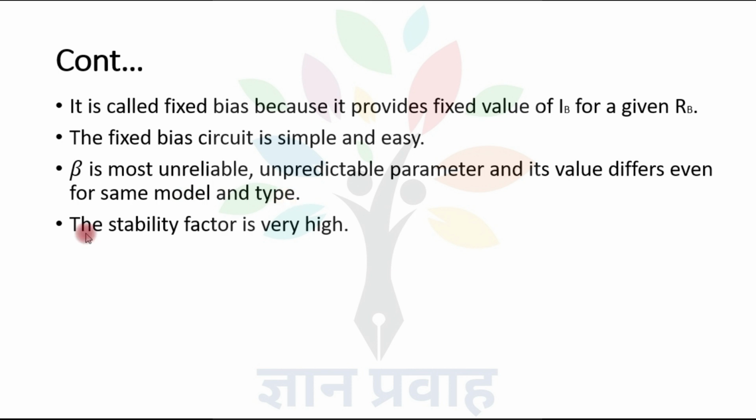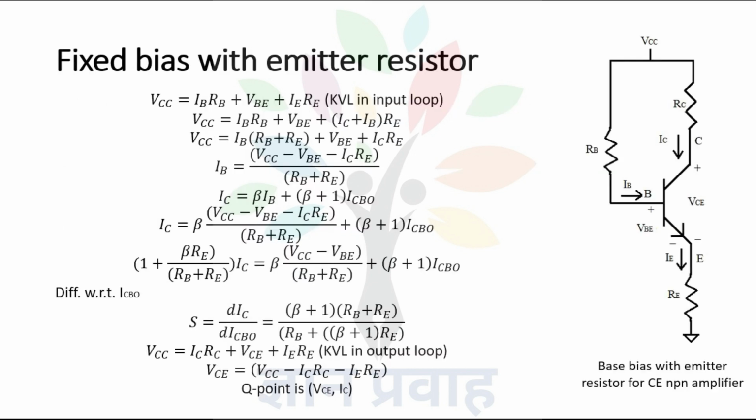The main limitation of this biasing circuit is that the stability factor is very high, because the stability factor depends on beta. The next biasing circuit is fixed bias with an emitter resistor. This one is a fixed bias circuit with an extra emitter resistor.